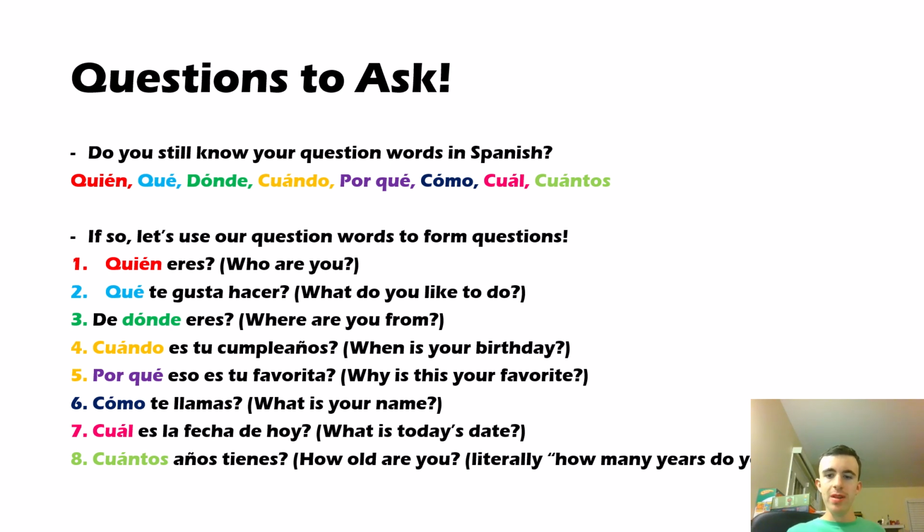So, first let's review our question words in Spanish. Quién means who, qué is what, dónde is where, cuándo is when, por qué is why, cómo is how, cuál is which, and cuántos is how many or how much. So now, I don't expect you to know every question on here just yet. I'll cover these in the next couple of presentations, but let's read them out loud together, just to help you get a sense of the sentence structure in Spanish.